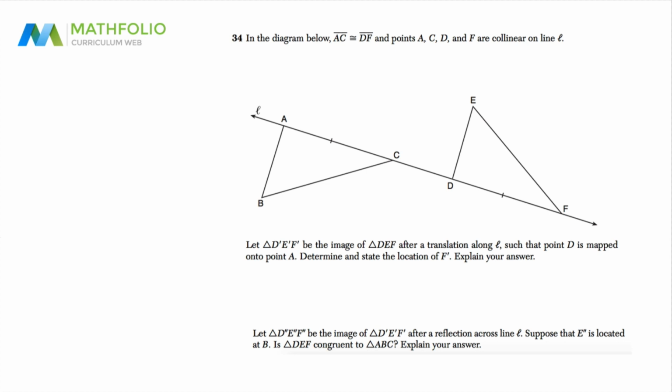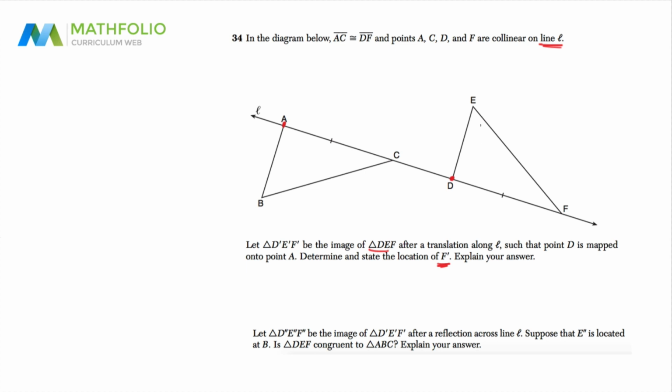Okay, so here's 34. This is the last question in part 3. So it says in the diagram below, AC and DF are congruent, which they've labeled. Also, A, C, D, and F are collinear on line L, so they all live on line L. It says let D'E'F' be the image of DEF after a translation along the line such that D, point D here, is mapped onto point A. And then it says determine and state the location of F prime.